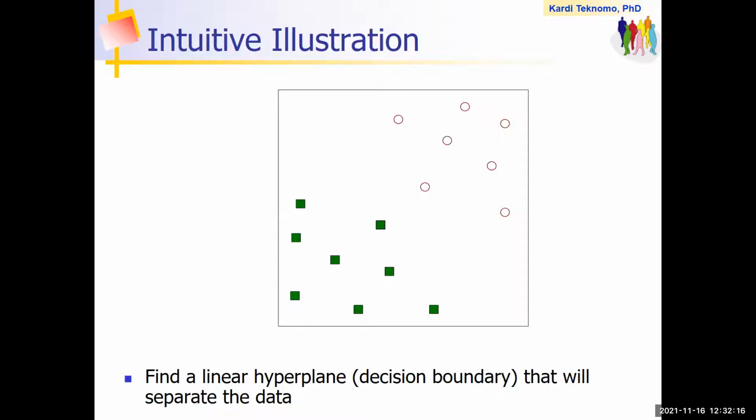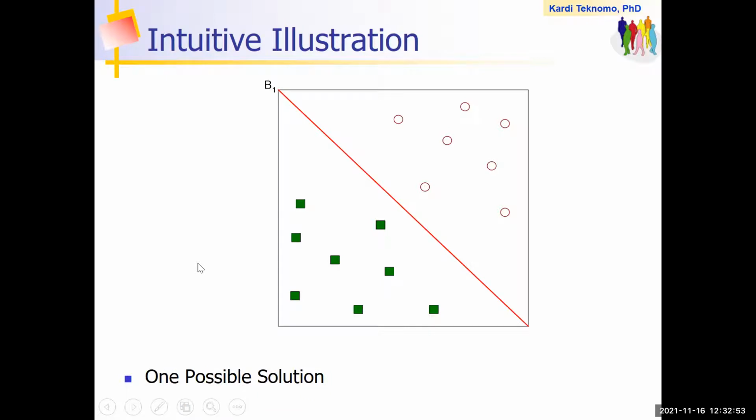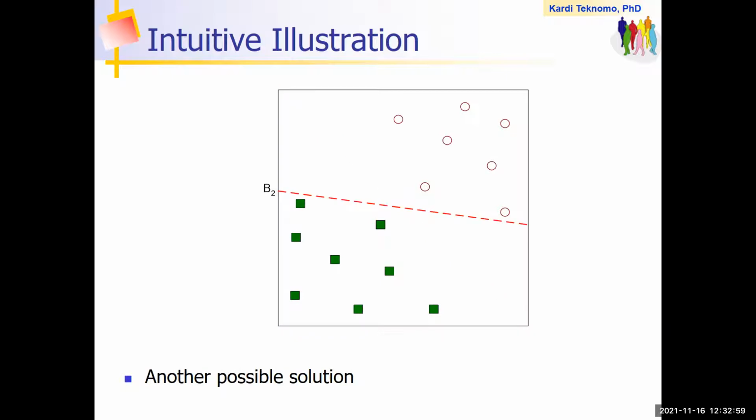So I will give you an illustrative example. Suppose you have this data with two variables only. You have the green squares and the red ones. Then you say, find me the decision boundary that separates the data. If you say it like that, you are thinking this is similar to LDA, isn't it? I want to find the line, at first. But this is one possible solution, right? But this is also a possible solution, isn't it?